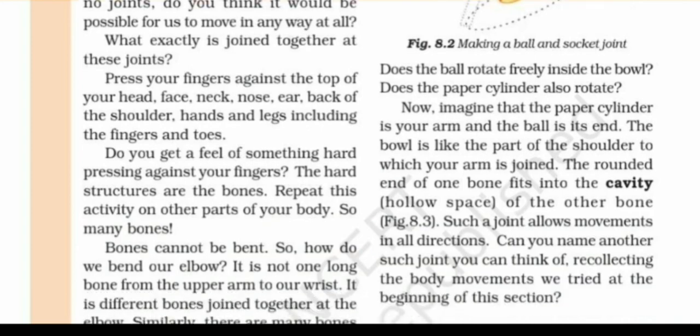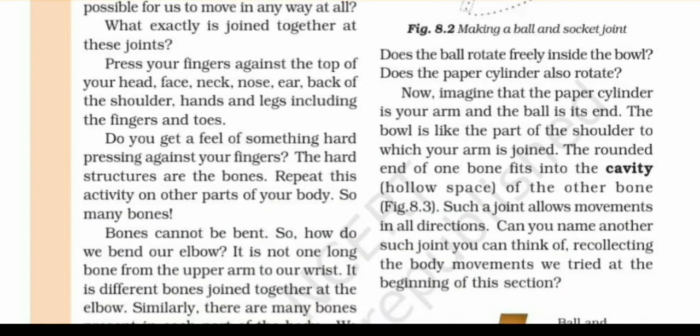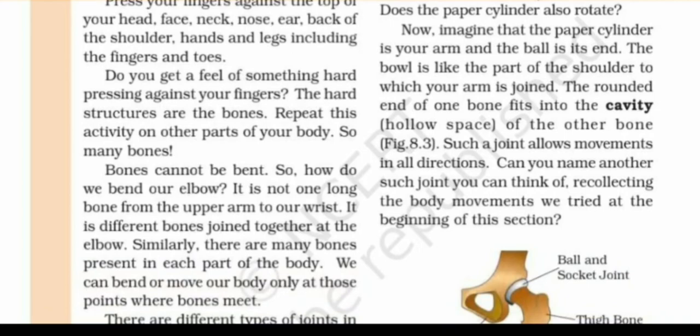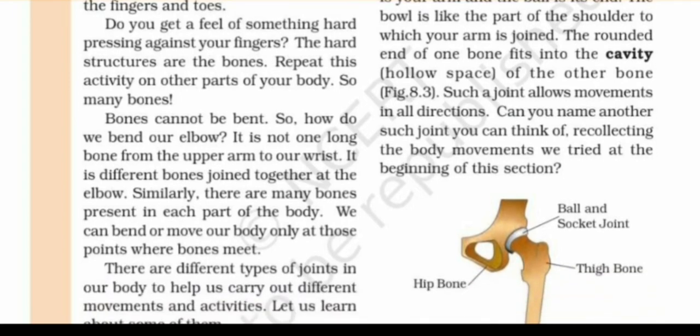The bowl is like a part of the shoulder to which your arm is joined. The round end of one bone fits into the cavity, that is, the hollow space, of the other bone, where it is fixed. Such a joint allows movement in all directions. In this way rotation is possible in all directions at your shoulders, elbows and hip bone also.